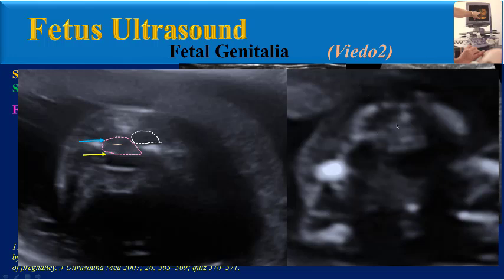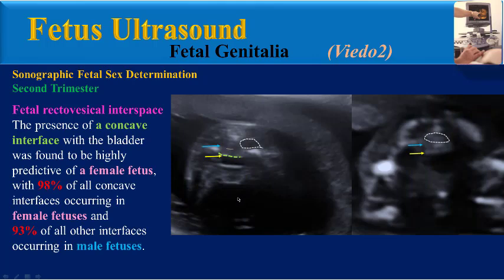Of course, here there is no biconvex uterus, but we can see the rectum, the posterior wall of the bladder, and the anterior wall of the rectum. As you can compare between these two images, the distance in female fetuses is higher in comparison with the male fetus. The presence of a concave interface with the bladder was found to be highly predictive of a female fetus, with 98% of all concave interfaces occurring in female fetuses, and about 93% of all other interfaces, including convex or flat interface, occurring in male fetuses.